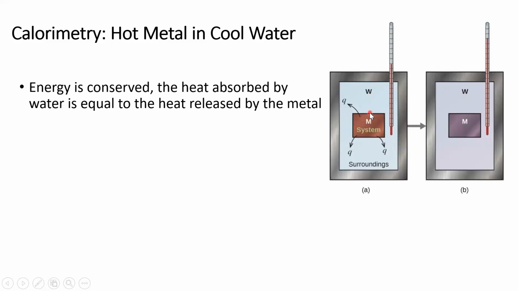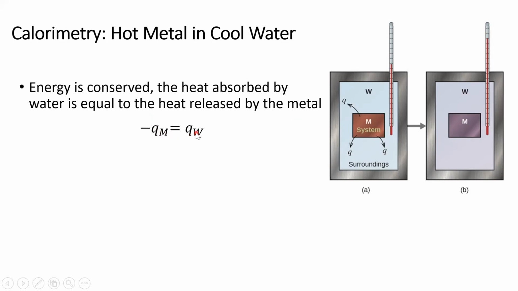So we have this little scenario here. This is our metal, which is our system. And the water are the surroundings. And energy is going to be transferred from the system into the surroundings. We're measuring the temperature of the surroundings. So we're going to notice that the temperature of the surroundings, or the temperature of the water, goes up. Now, that means that the metal is losing energy. So we're going to put a negative sign here. That just represents the metal losing energy or losing heat.